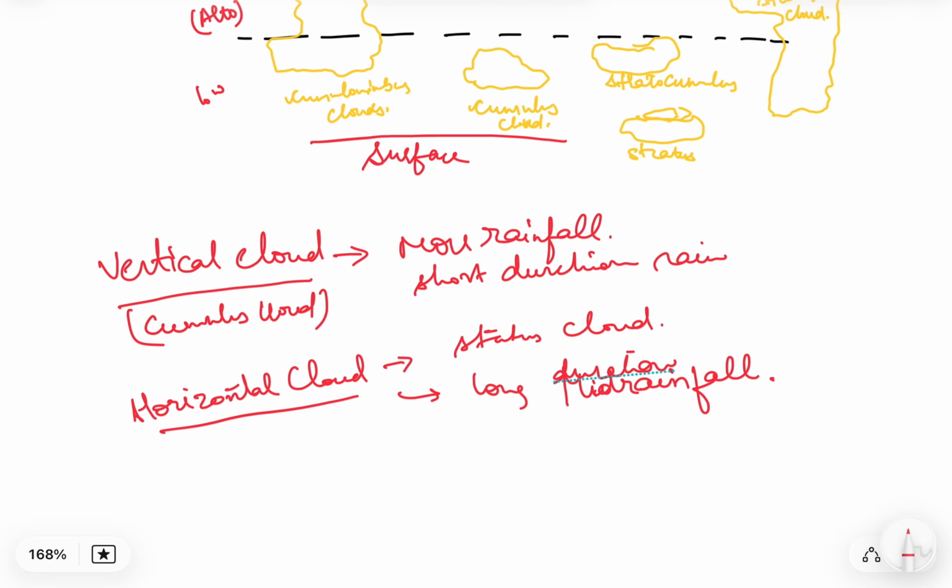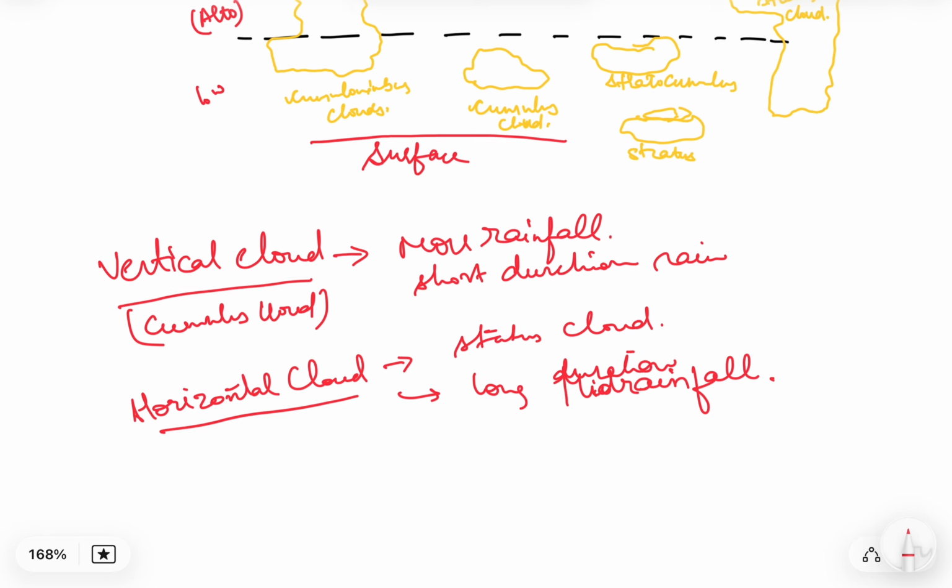Vertical clouds, since they have more load, more water vapor, will have quick rainfall, that is more rainfall, and it will be for a short duration. In the case of horizontal clouds, since they are scattered over large areas, they can have long duration rainfall, with mild rainfall, because there is not much load, but the water vapor present will precipitate slowly.